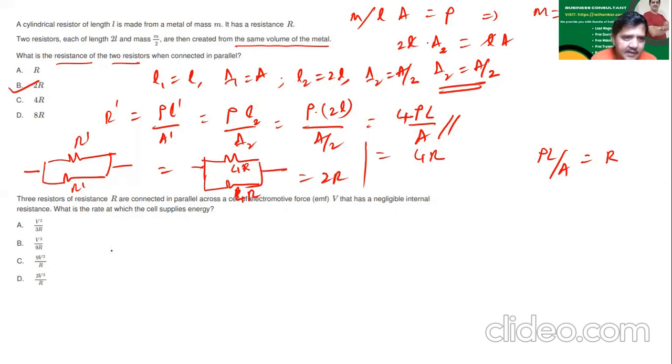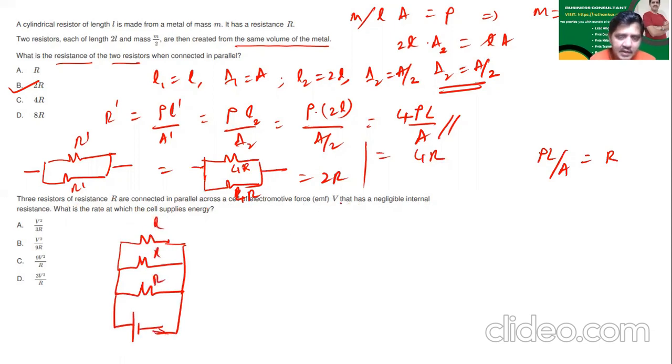Okay, then three resistors of resistance R are connected in parallel across a cell of EMF V that has negligible internal resistance. What is the rate at which the cell supplies energy? Three resistors of resistance R. One resistor, second resistor, third resistor. All of them are connected to a battery like this. Now what is he asking here?